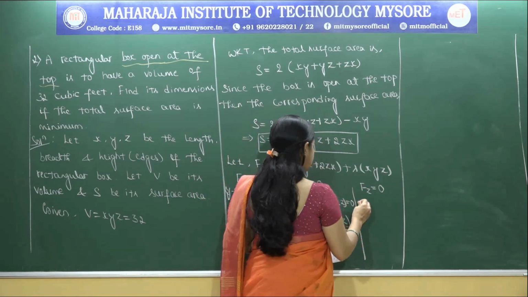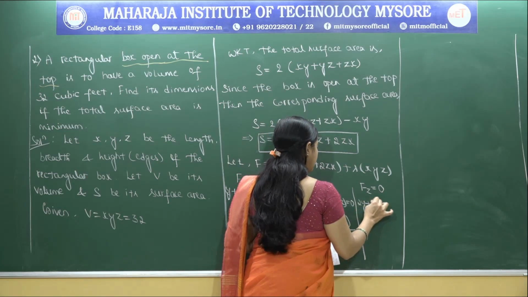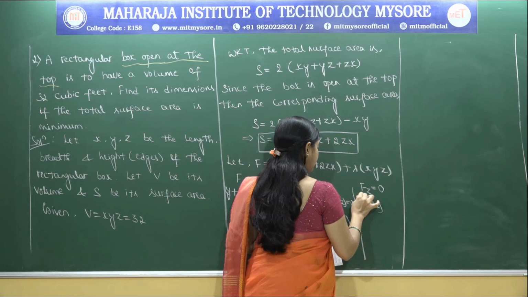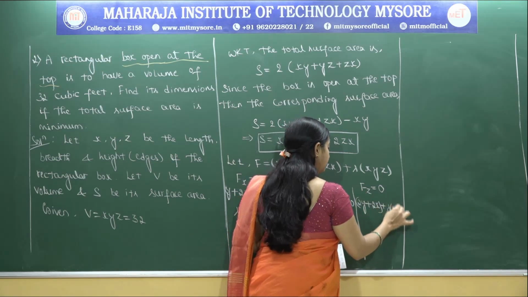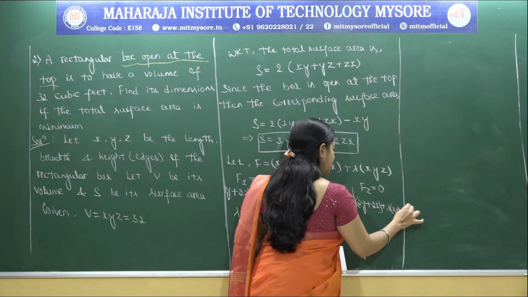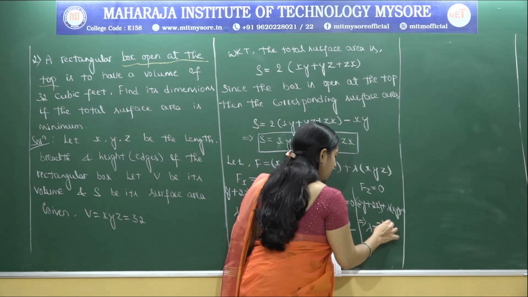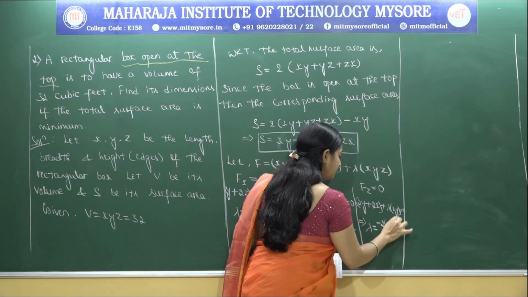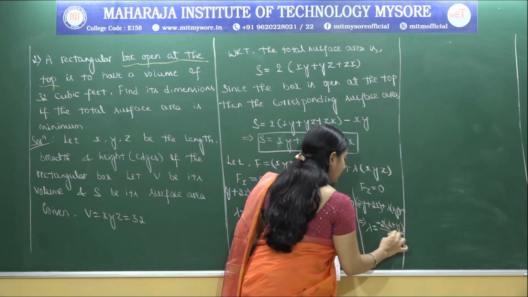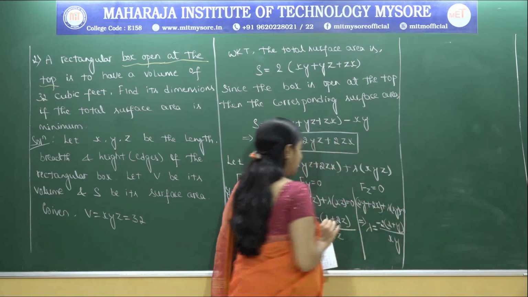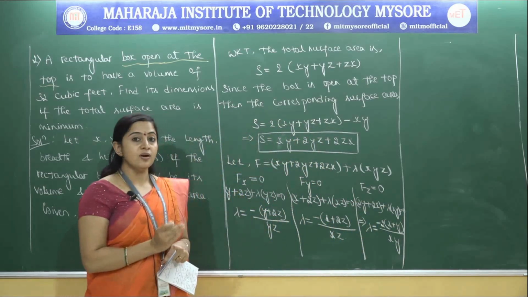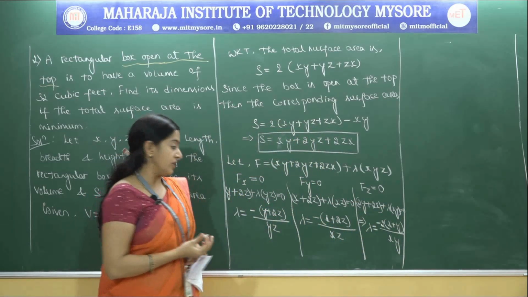Similarly, the last part with respect to z: first part is 0, 2y plus 2x plus lambda times xy equals 0. This implies lambda equals minus 2 times (x plus y) divided by xy. Then equate all the values of lambda, and you will get the points.